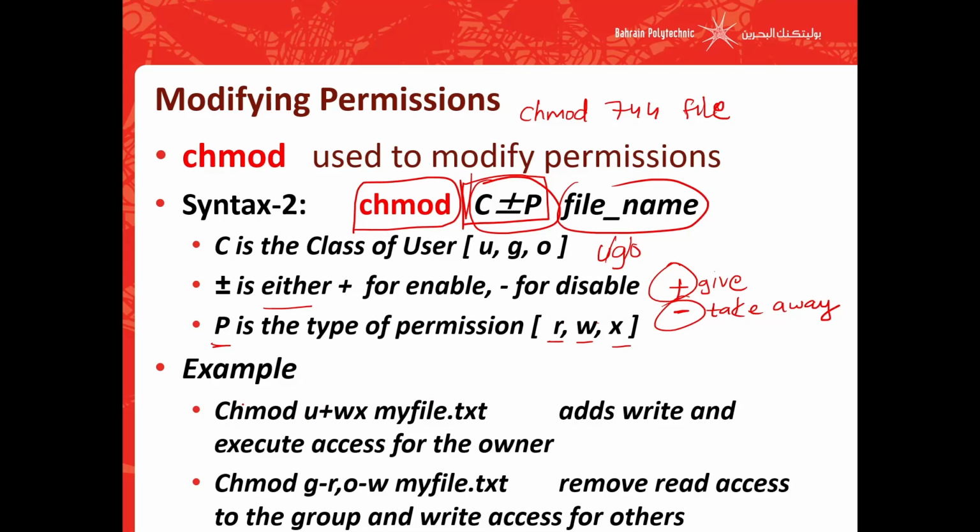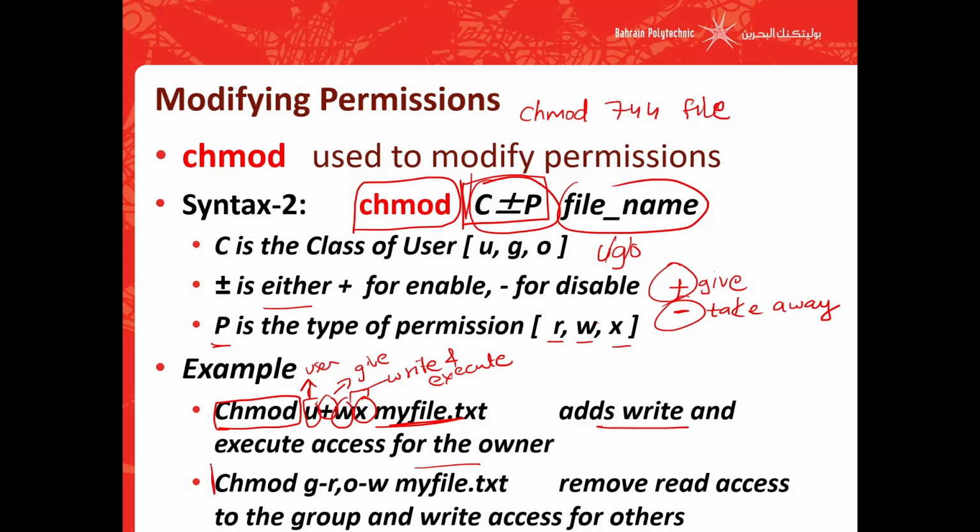Now let's look at an example. You have chmod, which is basically the command for changing permission. U here stands for the owner or the user. Plus means give the owner write and execute permission. So this is write and execute permission on my file.txt. So it adds write and execute access for the owner.